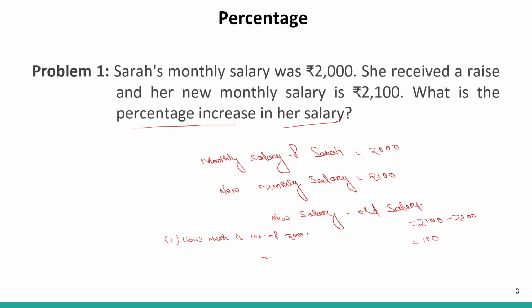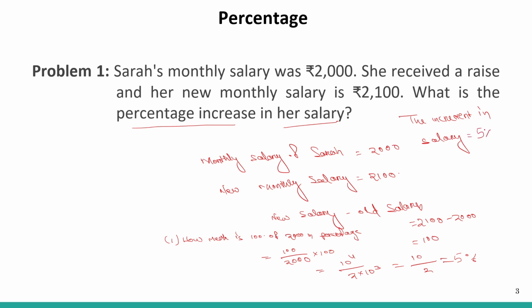In percentage, this will be 100 by 2000 into 100. This is nothing but 10 power 4 by 2 into 10 power 3, which is equal to 10 by 2. That is nothing but 5%. So the increment in salary was 5%, and the correct answer is 5%.